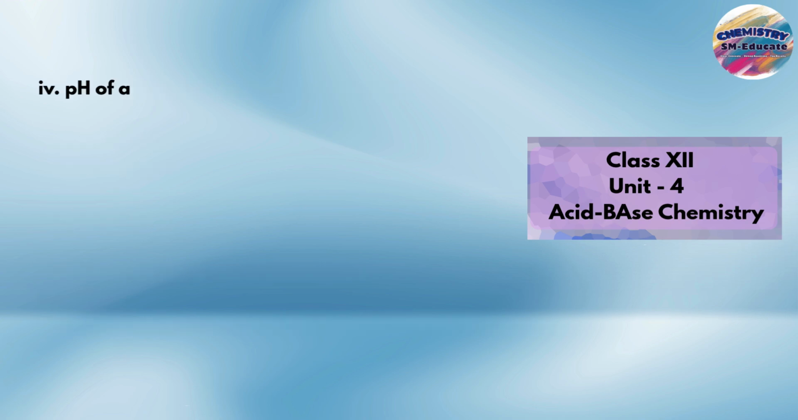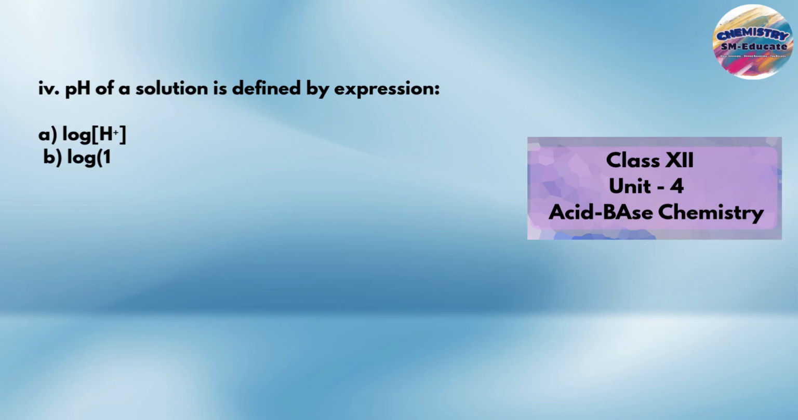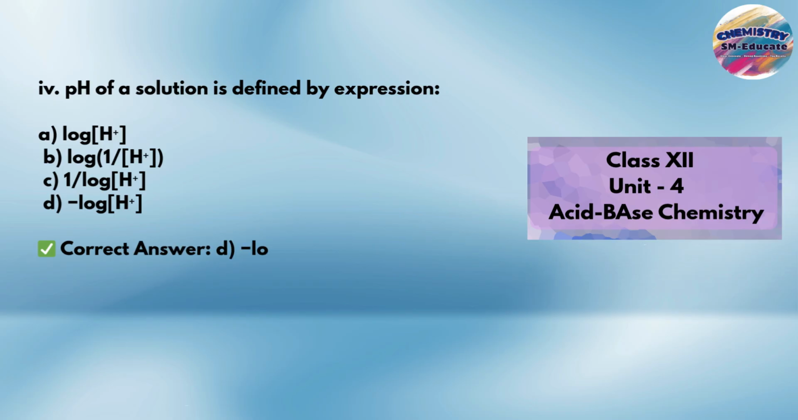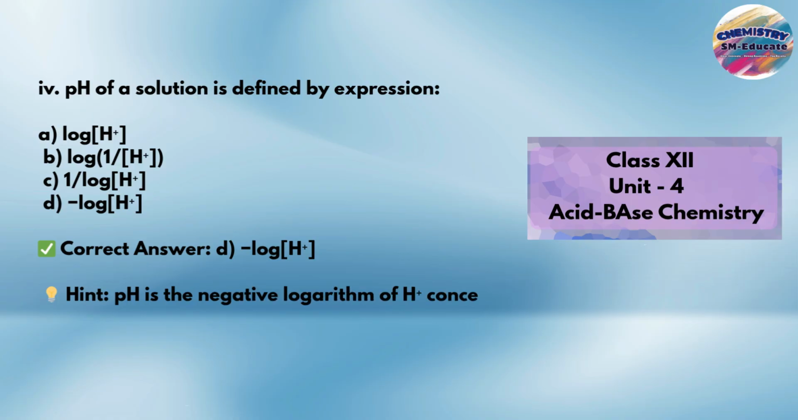Part 4. The pH of a solution is defined by the expression: A, log H+ ions; B, log 1 upon H+; C, 1 upon log H+; D, minus log H+. Correct answer: D, minus log H+. Hint: pH is the negative logarithm of H+ concentration.